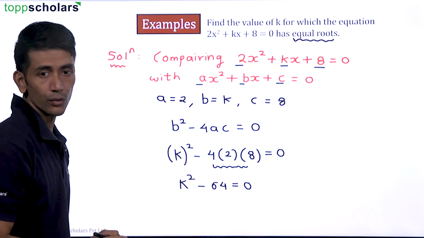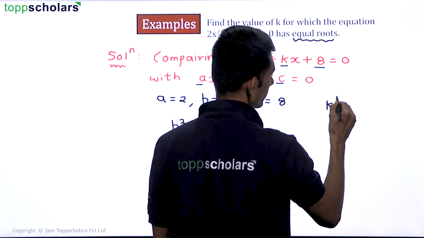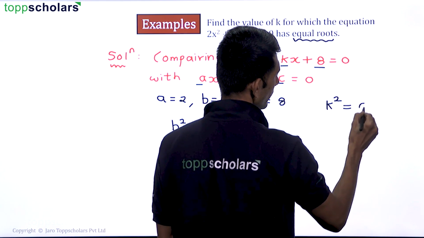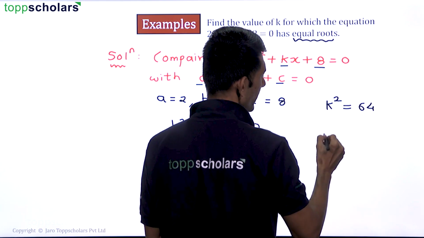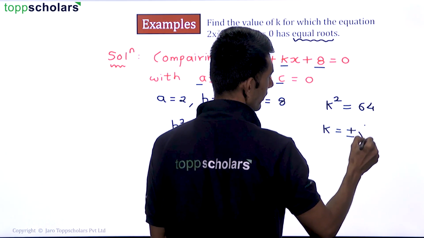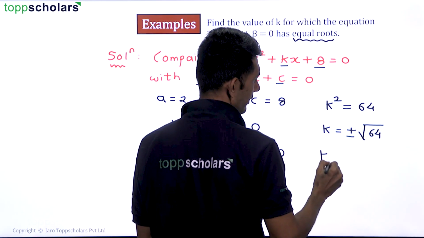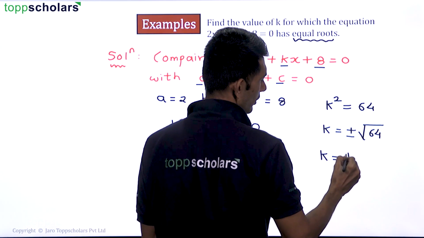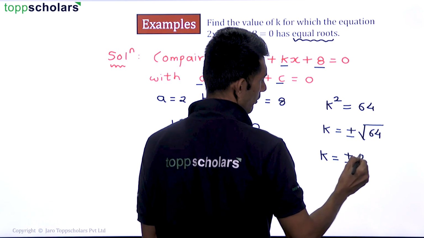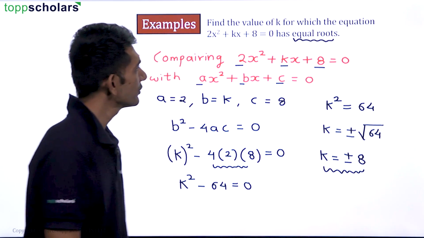So I can shift 64 to the other side. So can I say k² is equal to 64? So what will be k? k will be equal to plus or minus under root 64. So k is equal to plus or minus 8. So this is the value of k.